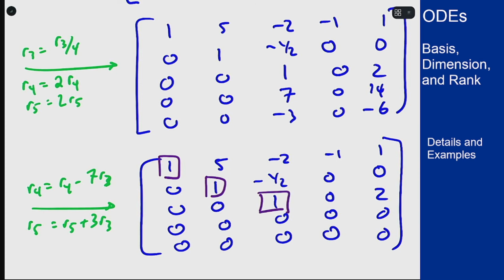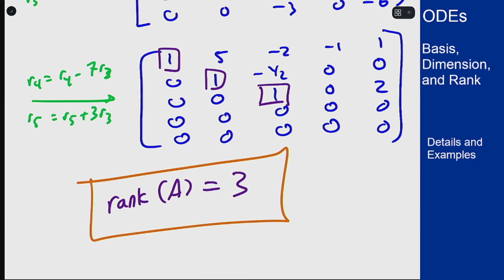or 3 linearly independent rows, or 3 non-zero rows. All of those are equivalent. They tell me that the rank of this matrix is 3. So that's an example of computing the rank of a matrix using row reduction.